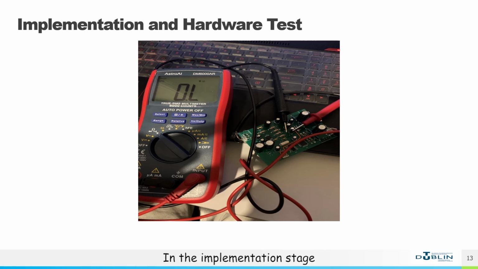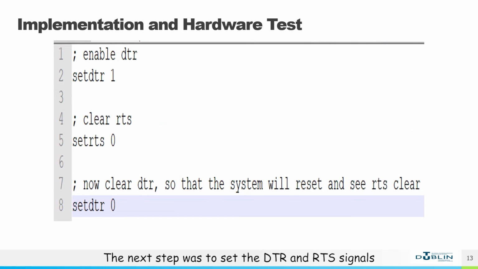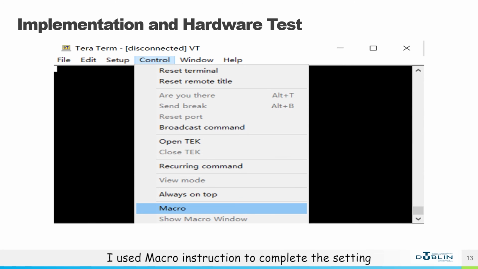In the implementation stage, first I ran a test on the board using a multimeter before connecting it to the power supply, just in order to avoid short circuit faults. Then the board was connected to my laptop by a micro USB cable. The next step was to set the DTR and RTS signals by CH340 to reset the microprocessor and execute the program. I used macro instructions to complete the setting.